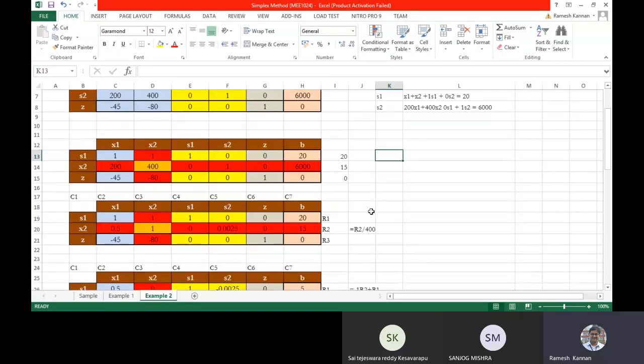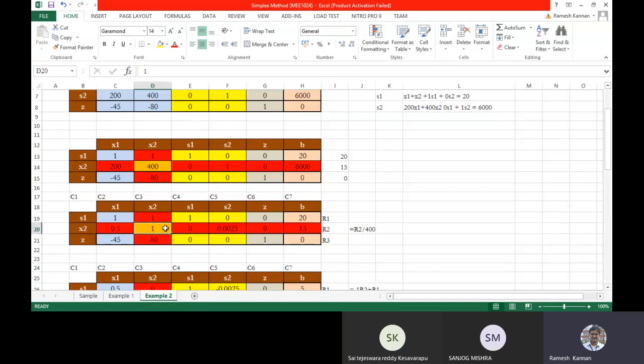Then the next step is making the 400 to be 1. How do you make that 400 to be 1? Divide by 400, which means divide the entire X2 row by 400. So 200 divided by 400 is 1 by 2 or 0.5. 400 by 400 is 1. 0 divided by 400 is 0. 1 divided by 400 is 0.0025. And 0 divided by 400 is 0. 6000 divided by 400 is 15. And we have completed making the pivotal value 1.